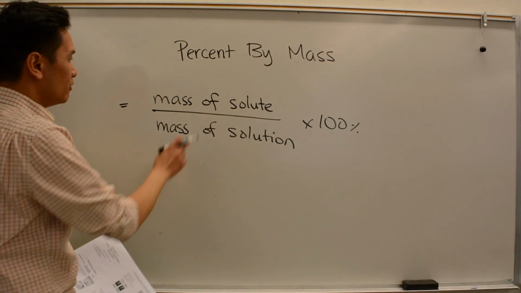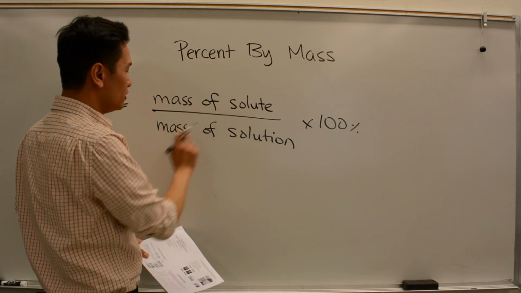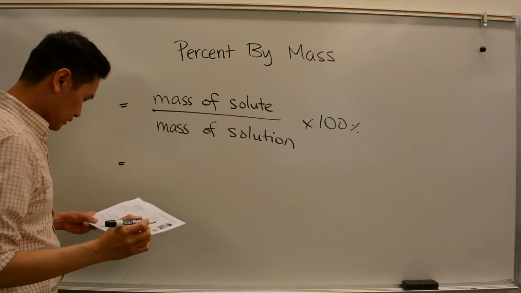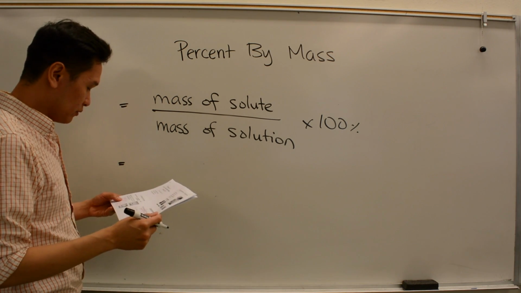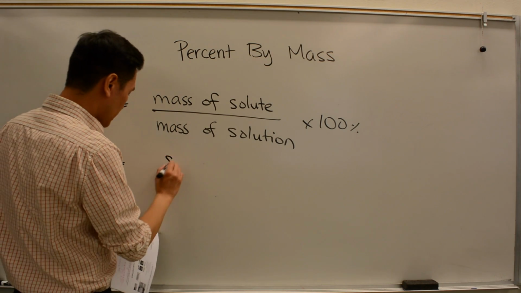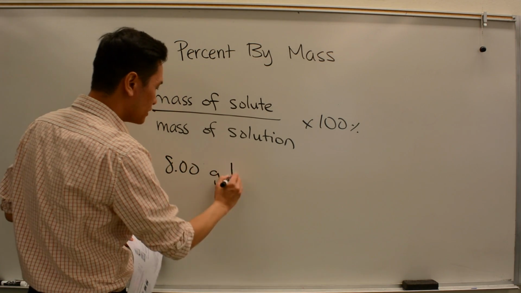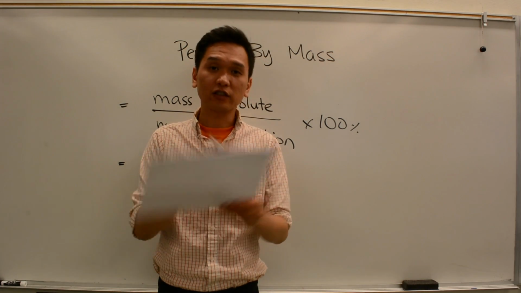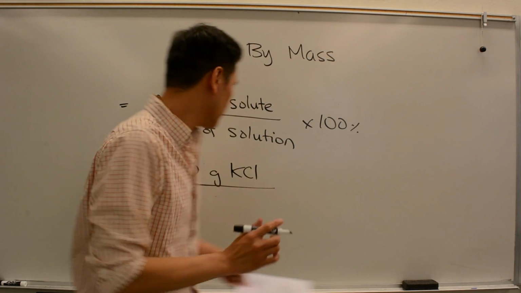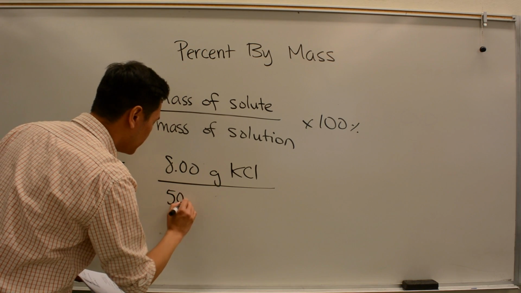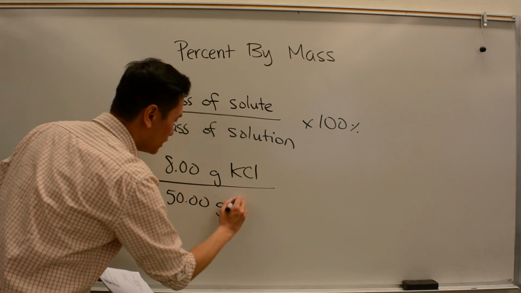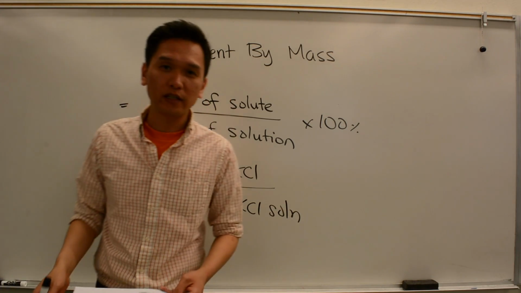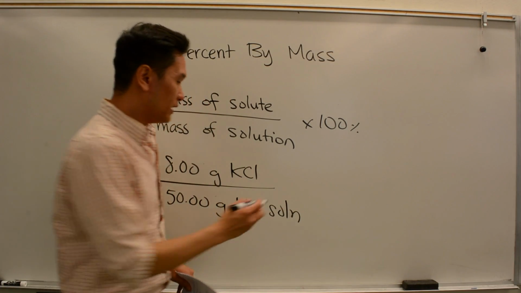Okay, so again, we need to know what is the mass of the solute versus the mass of the solution. From the problem, we saw that the mass of the solute, which is KCl, is 8.00 grams. So in this case, we already know that the mass of the solution together is 50 grams. So we can just divide this by 50 grams of KCl solution. SOLN is my abbreviation for solution. Multiply this by 100.